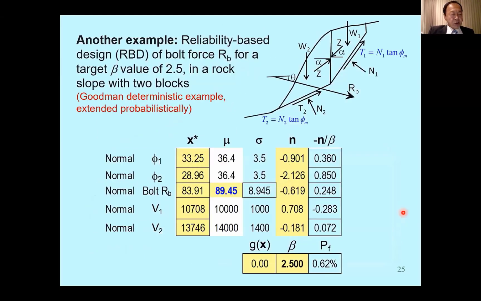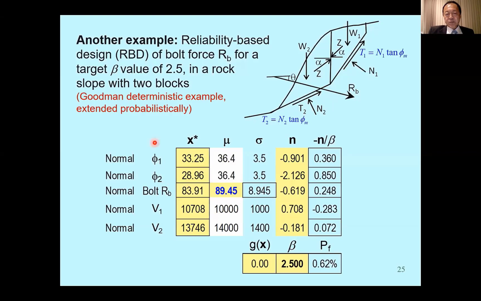This case is also quite interesting, from Richard Goodman's textbook. It has 2 blocks with two discontinuities. Therefore, you have block 1 up there, block 2 here. Block 1 has weight W1, block 2 has W2, and then you have a friction angle phi1, friction angle phi2.